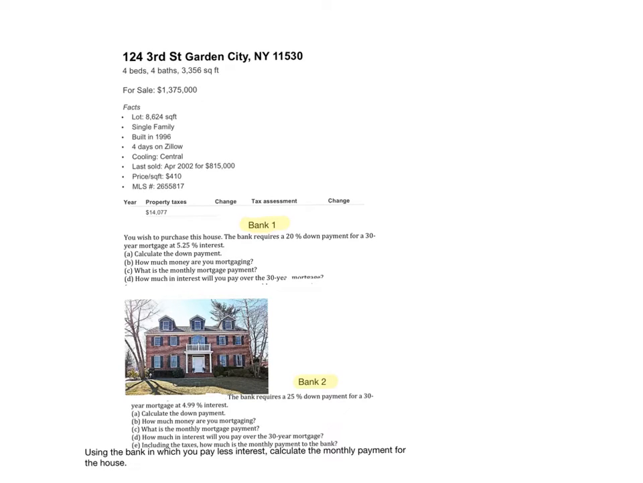In this problem, you're given a house that's for sale for $1.375 million, and you're given two banks that are making you offers to take out mortgages with them. Bank 1 requires a 20% down payment, 30-year mortgage at 5.25% interest. Bank 2, a 25% down payment, 30-year mortgage, 4.99% interest. And the question is asking you to determine the bank in which you pay less interest.